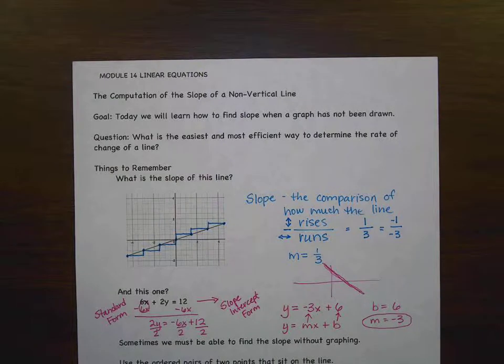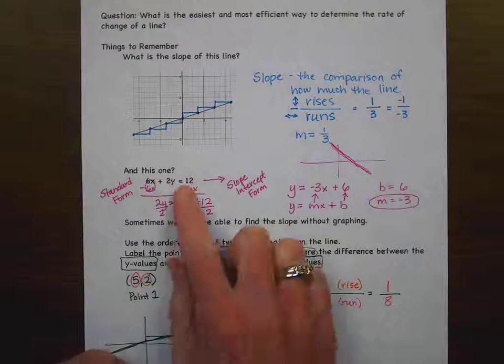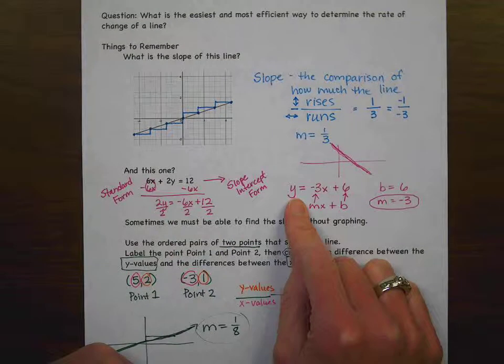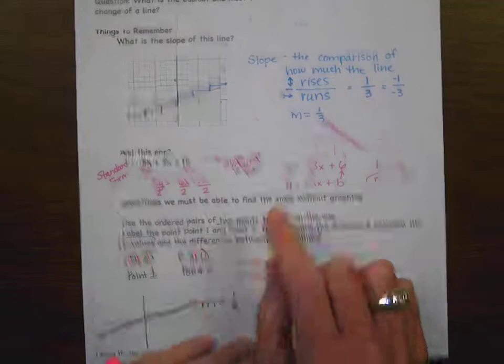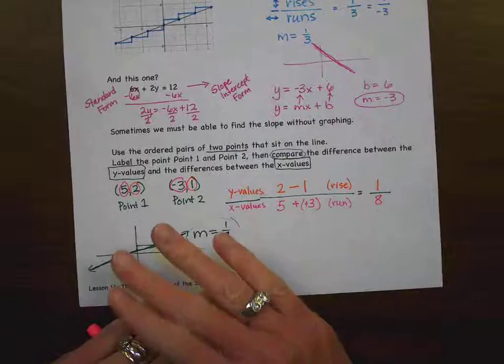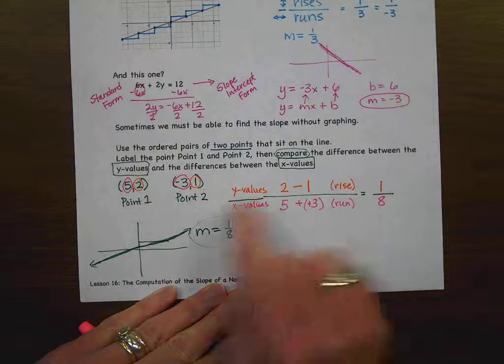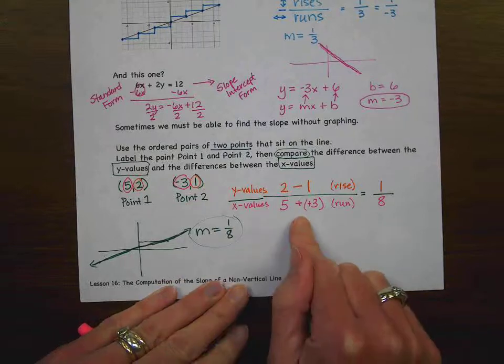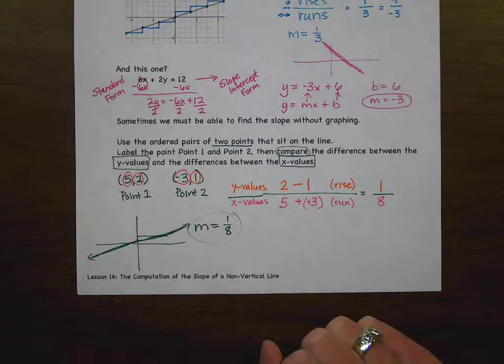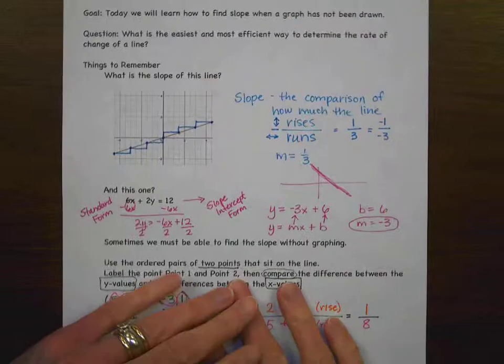I would definitely say if you have the line, the easiest way is to count it. If you don't have the line and you're given an equation, the easiest way is to turn it into slope-intercept form. And then if you don't have that and you just have 2 points, then you take the 2 points, find the y values, the difference between them, find the x values and the difference between them, and then compare them, rise over run.